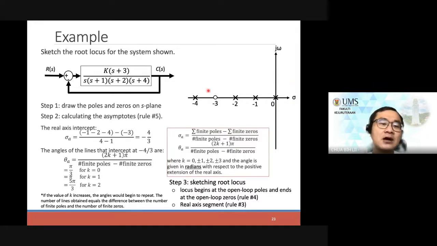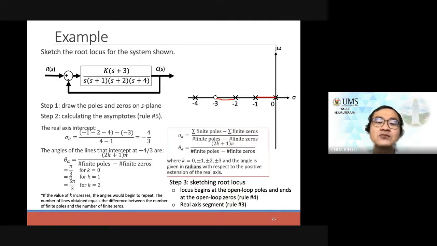So now based on our understanding, we can know the real axis segments. We know that the root locus will occur at this segment and this segment, and this one doesn't have a pair, right? So eventually they will go somewhere else, to infinity.